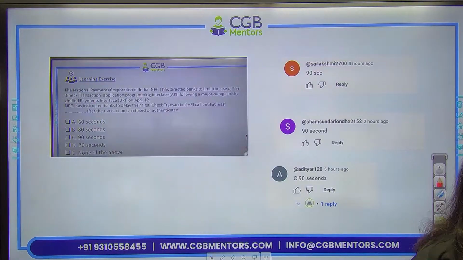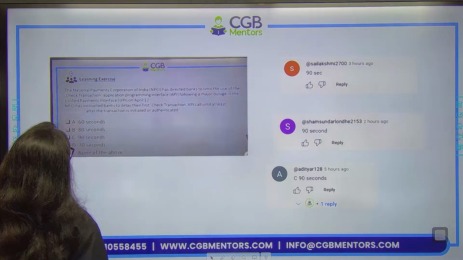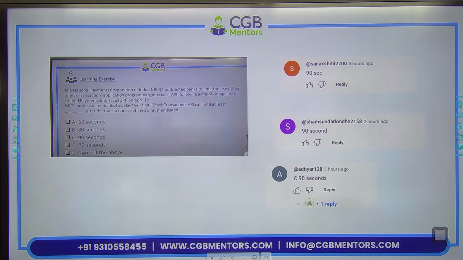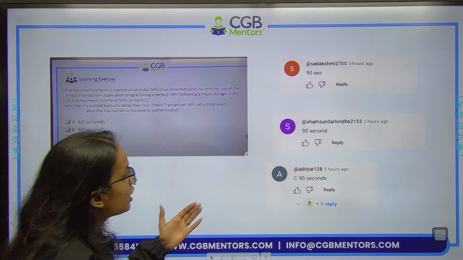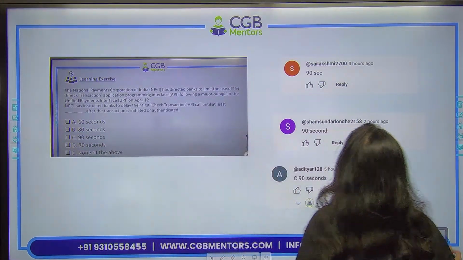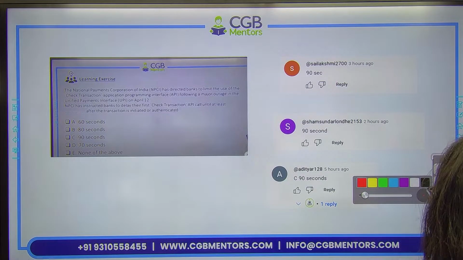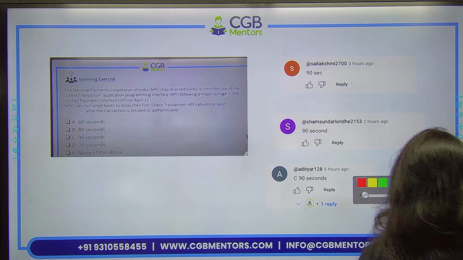The question in the last class was about NPCI directing banks to limit the usage of check transaction API. NPCI has instructed banks to delay their first check transaction API call until at least how many seconds after the transaction is initiated or authenticated? Yes, at least 90 seconds. That was the correct answer. All of you have provided the correct answer. Sai, Lakshmi, Sham Sundar, Aditya, all of you have given the correct answer.